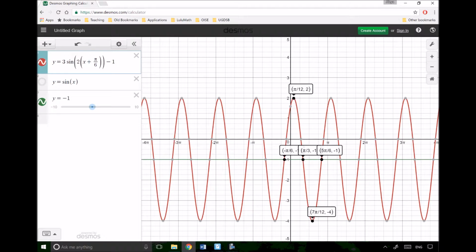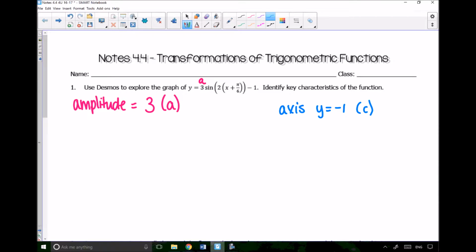Well, it takes me from negative pi over 6 to 5 pi over 6, that brings me through a full cycle. If you notice right here, I go up and then back down and then back up, so I'm at 5 pi over 6 is a full cycle. So we can figure that out.